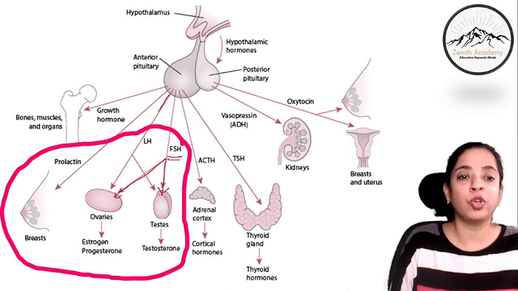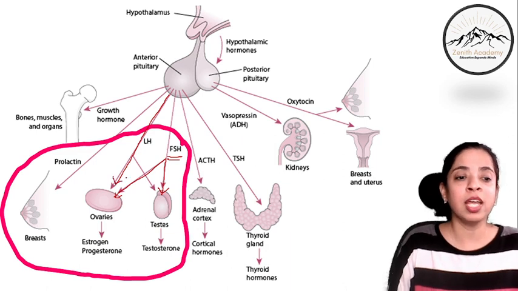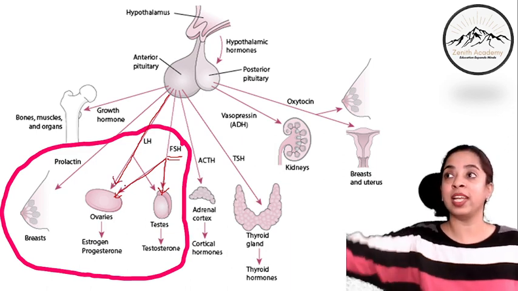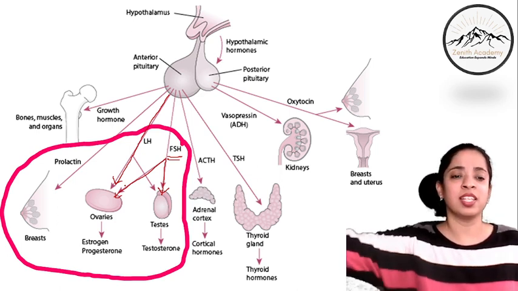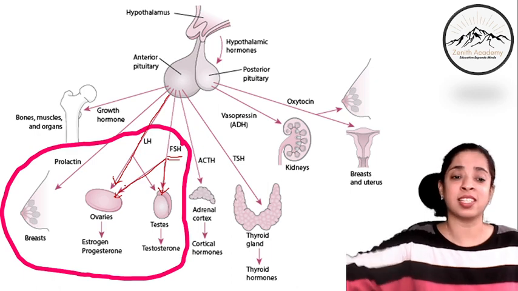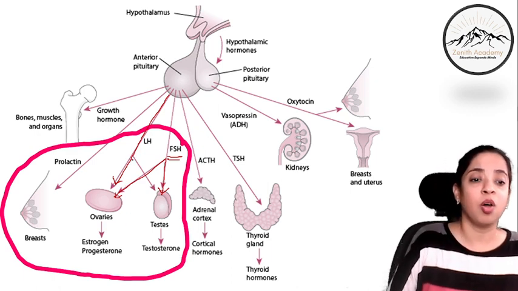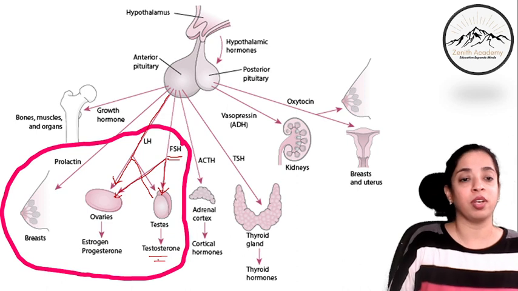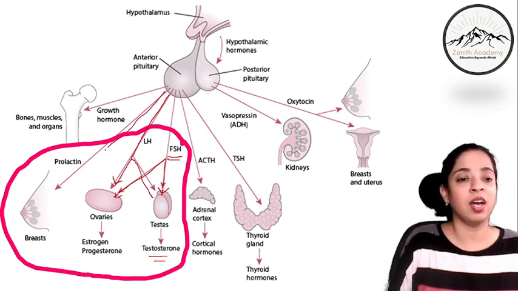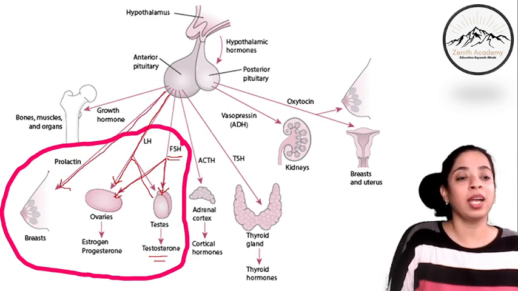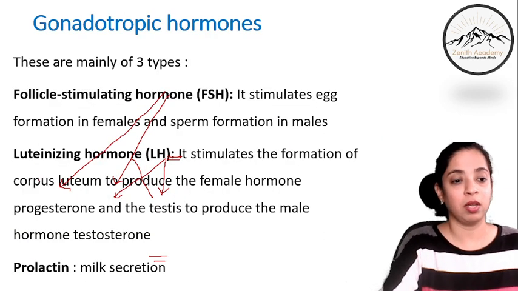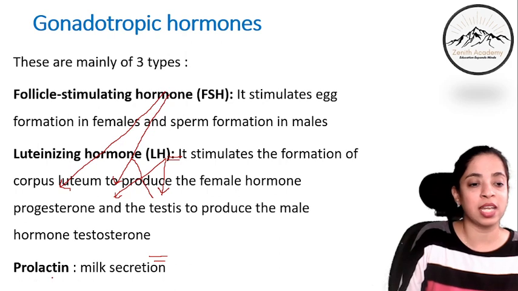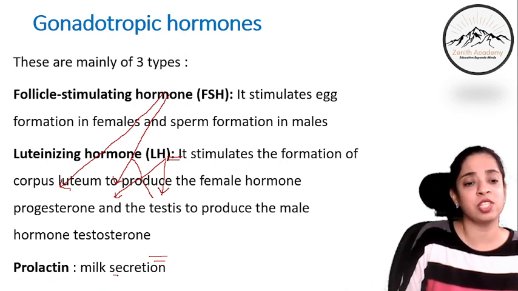Now what does luteinizing hormone do? Luteinizing hormone is telling the ovaries to release its hormone, that is estrogen or progesterone. And it is telling the testis to release the hormone testosterone. Is that clear? Now third is prolactin. Prolactin is helping in release of milk.